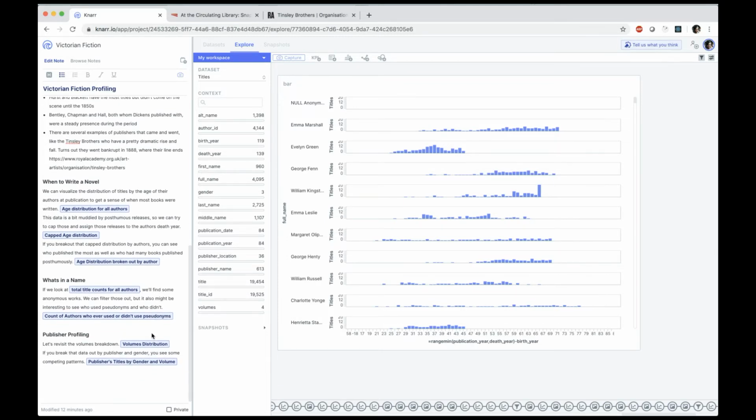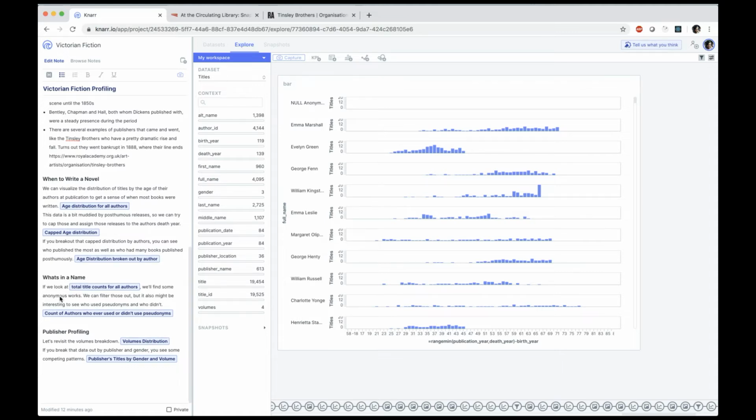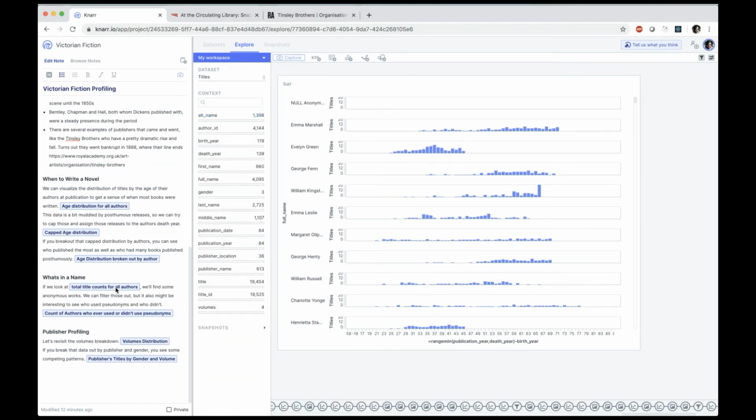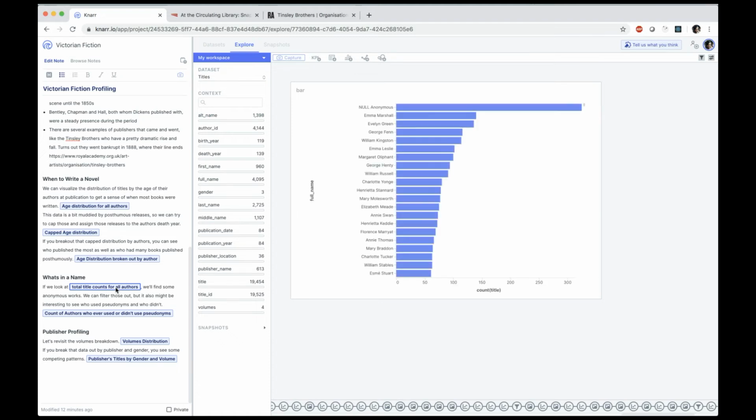A couple other things I want to show that I was looking at in here is, so what's in a name? The anonymous thing got me thinking, and I think the alt name field is really interesting, and there's a lot of cool, weird metadata in here. So if we look at the total title counts for all the authors, we'll see the players we've already seen here, as well as this null anonymous field.